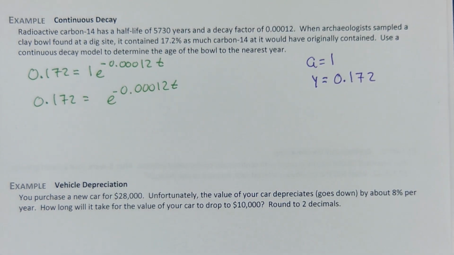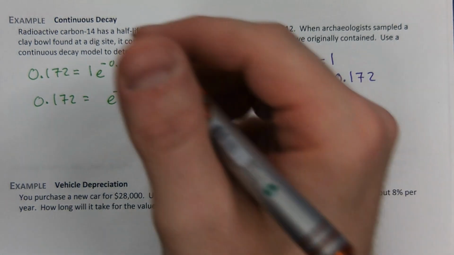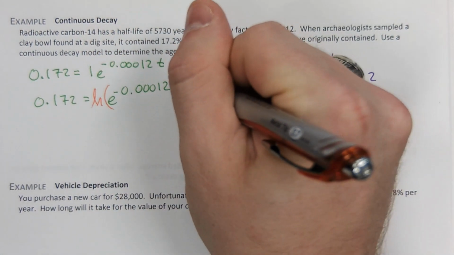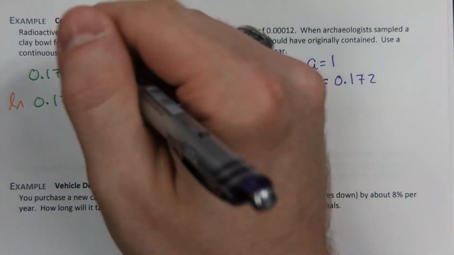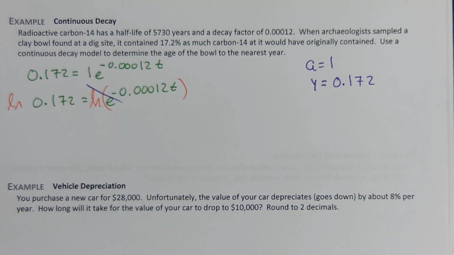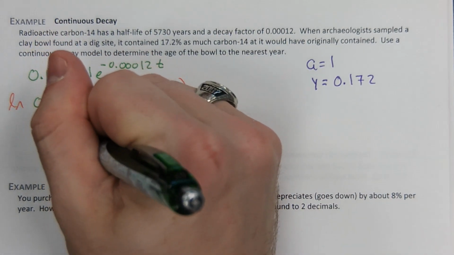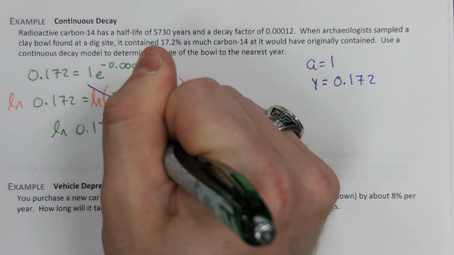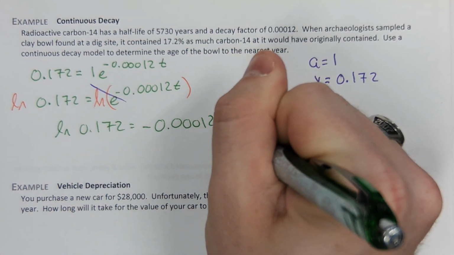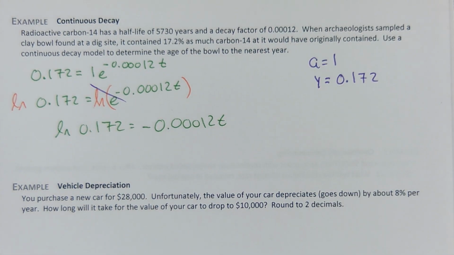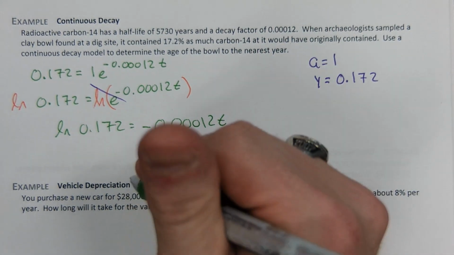And we're just trying to get t alone. So just like the last question, you're going to use the natural log, because the natural log cancels natural base e. And we'll cancel here. And what that gets me is the natural log of 0.172 equals this thing. And all we have to do is divide by that nasty decimal to solve for t.